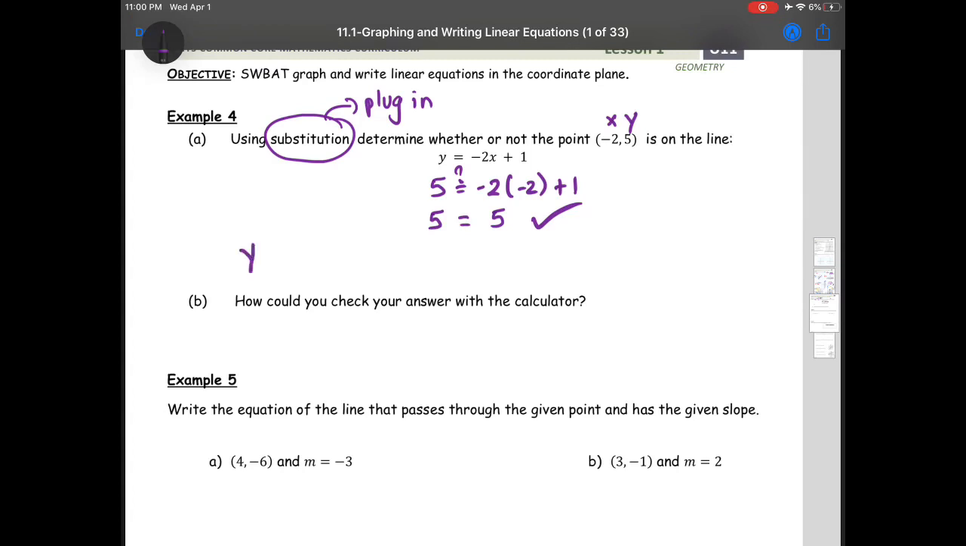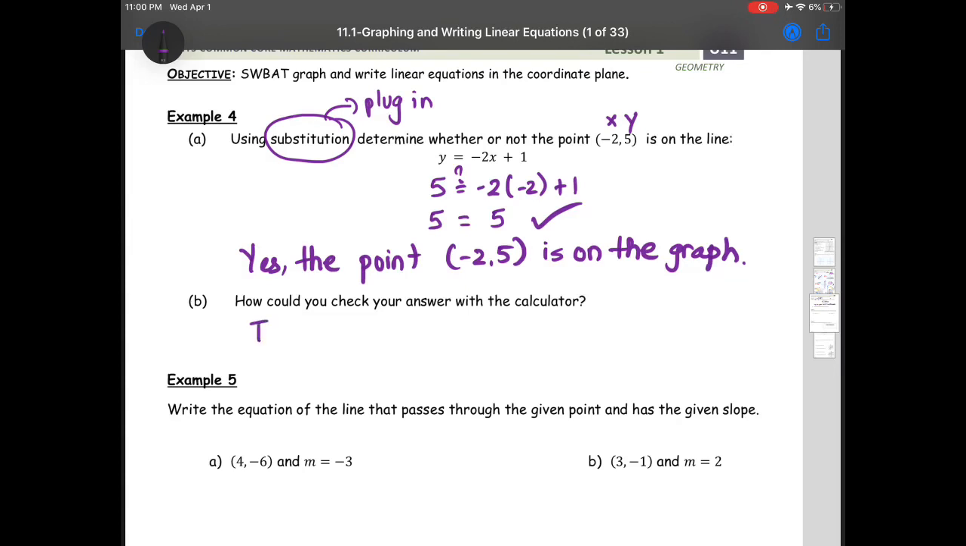So let's write that down. Yes, the point, what was the point? (-2, 5) is on the graph. Right? You could have used your calculator to check it too, but you needed to show that work. Okay, so the next question says, how could you check the answer on your calculator? So what would we say? Type the function into y equals, y1 equals, and look at the table.